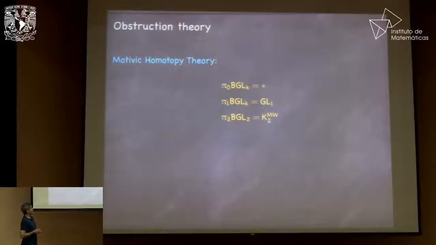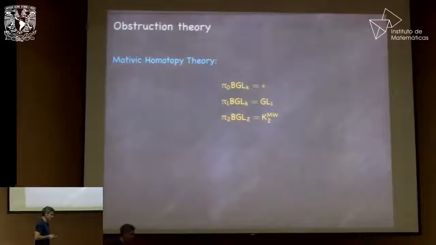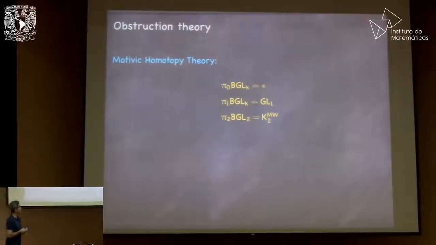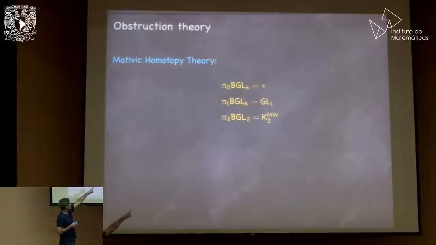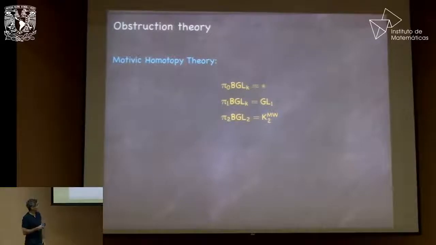In motivic homotopy theory, it's very different. The homotopy groups are now sheaves of a very special kind, but I don't want to get into that. So pi_0 is trivial, the fundamental group is the sheaf GL_1, and the second one is what's called Milnor-Witt K-theory, and it's related to the K-theory introduced by Milnor in his paper on algebraic K-theory and quadratic forms. So the appearance of this Milnor-Witt K-theory in the homotopy groups of the classifying space for rank 2 vector bundles lends it some significance in the classification of vector bundles.